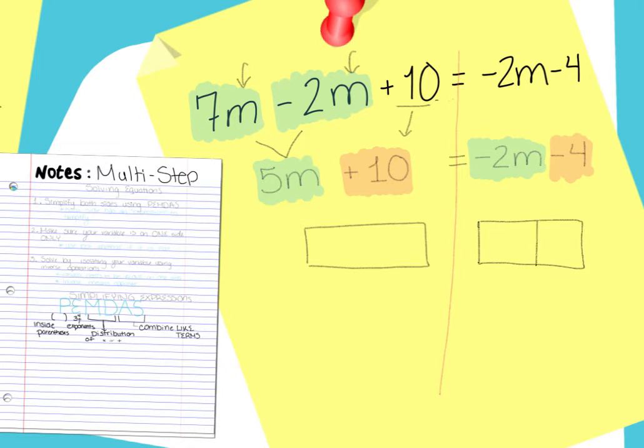So same thing, I'm going to end up with 2 boxes on the left and 2 boxes on the right. My 5m, it's still on the same side, so it's going to stay 5m.